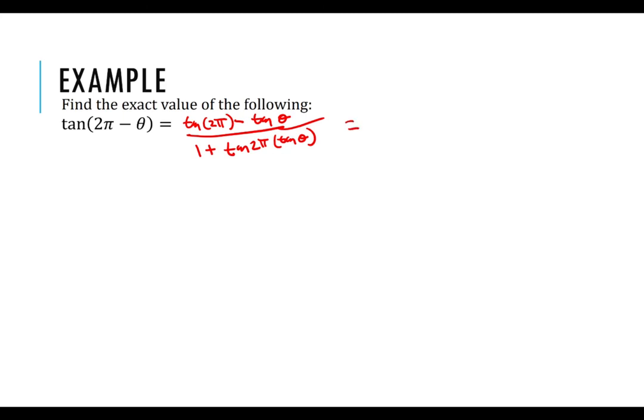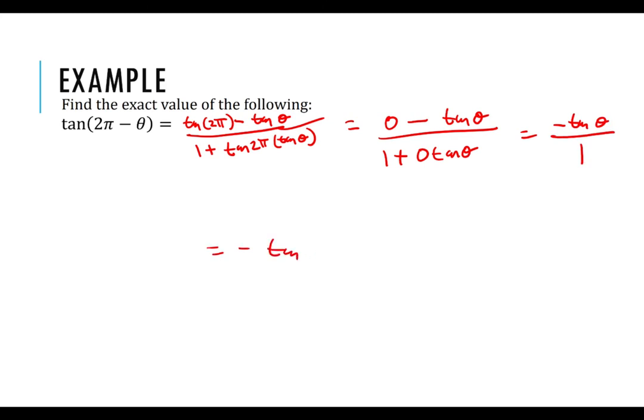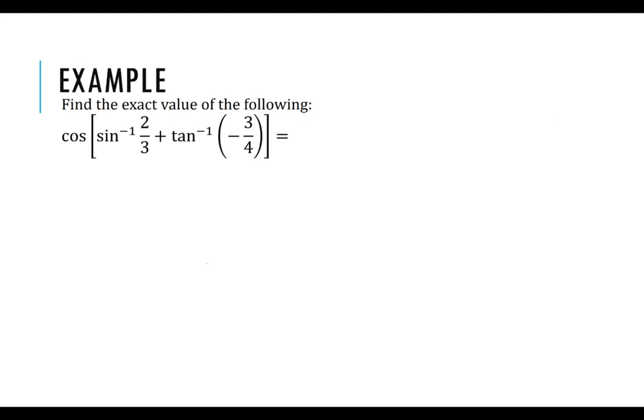Well, what's tangent of 2 pi? Well, that's going to be 0 minus tangent of theta divided by 1 plus tangent of 2 pi is 0 times tangent of theta. Well, that's going to give me negative tangent of theta divided by 1, which is of course negative tangent of theta. That's exactly what I expected to happen, so we're good to go.